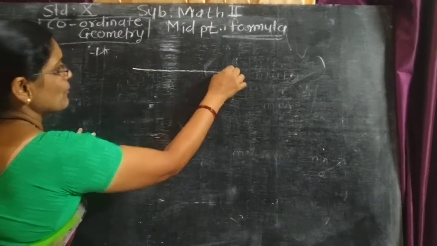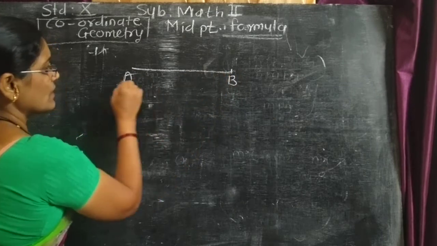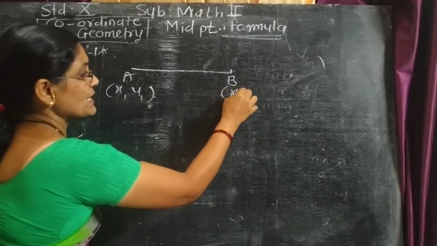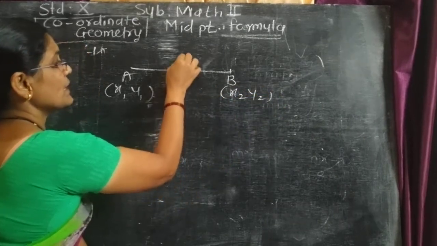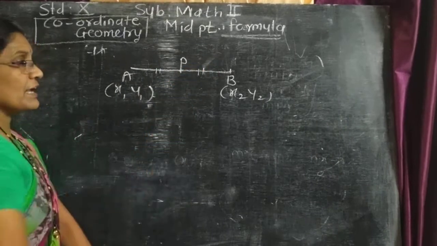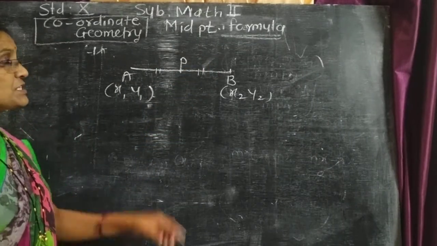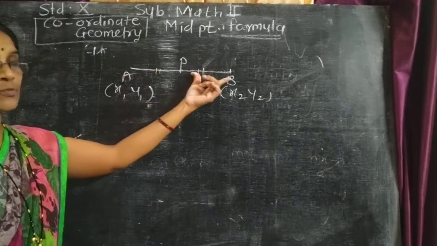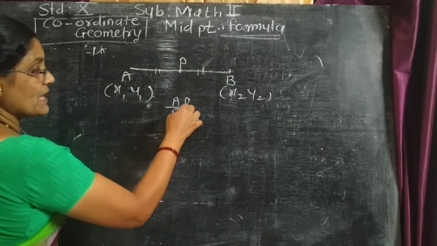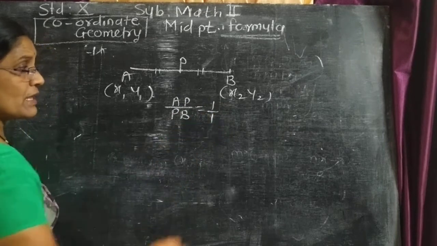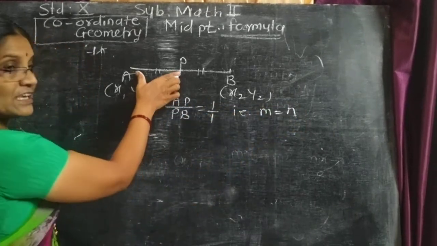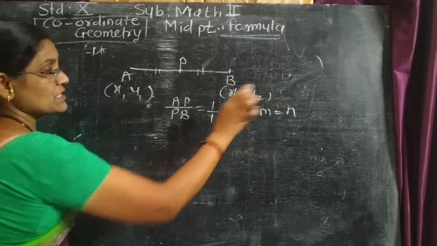Suppose this is the point A with coordinates x1, y1, and B with coordinates x2, y2. P is the point which divides the segment AB into two equal parts, meaning the ratio AP to PB is 1 to 1. That is, in the section formula, m is equal to n.